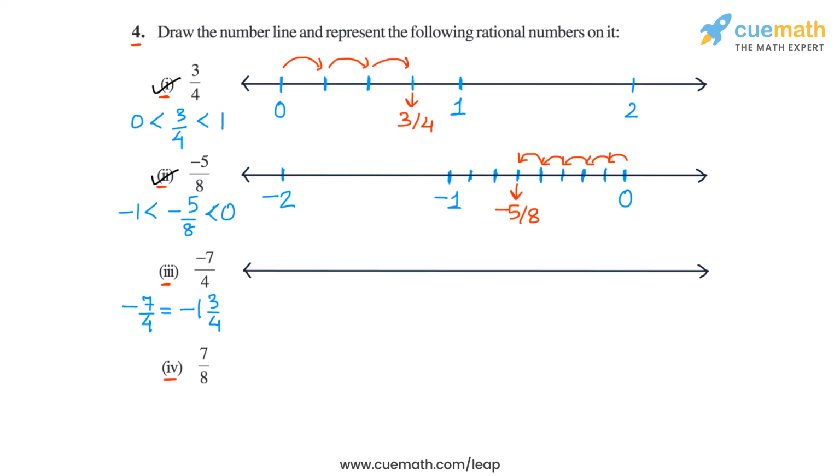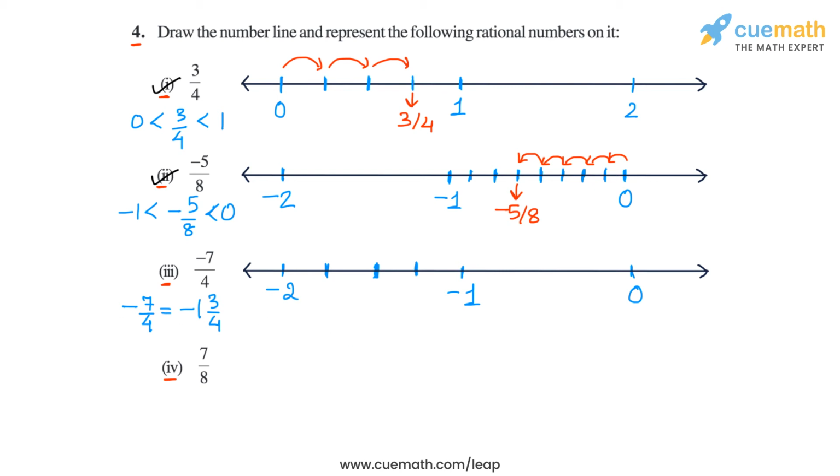Okay, so now let's plot it using this observation. Let's make integer markings on the number line once again. So let's say that this is minus 2, this is minus 1, and this is 0. Now minus 7 by 4 will lie in the interval between minus 2 and minus 1. And to plot this number, let's divide this interval into 4 equal parts. So first I split it into 2 equal parts by plotting the midpoint, and then I divide each half into 2 equal parts again, like this. Now you have divided the interval between minus 2 and minus 1 into 4 equal parts.